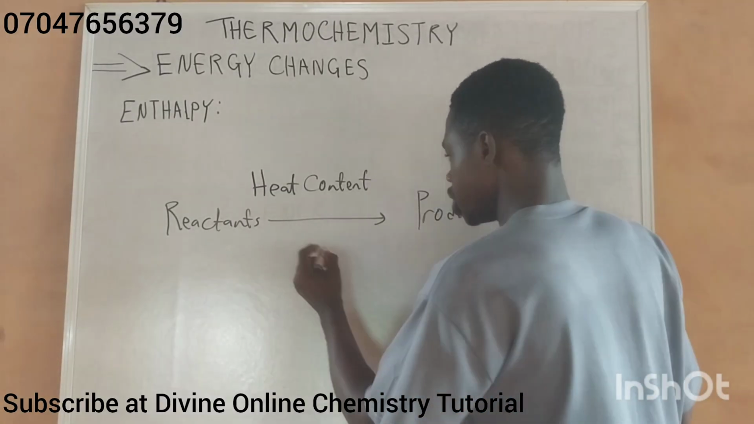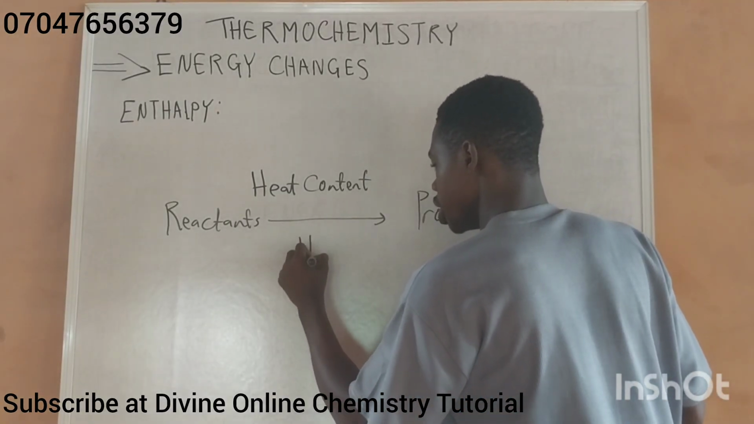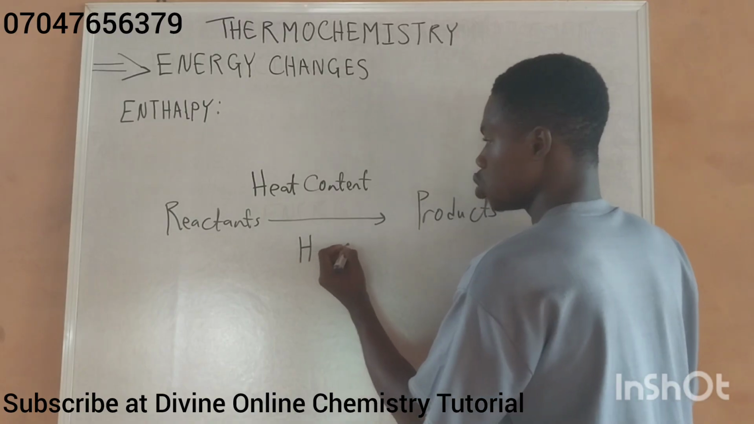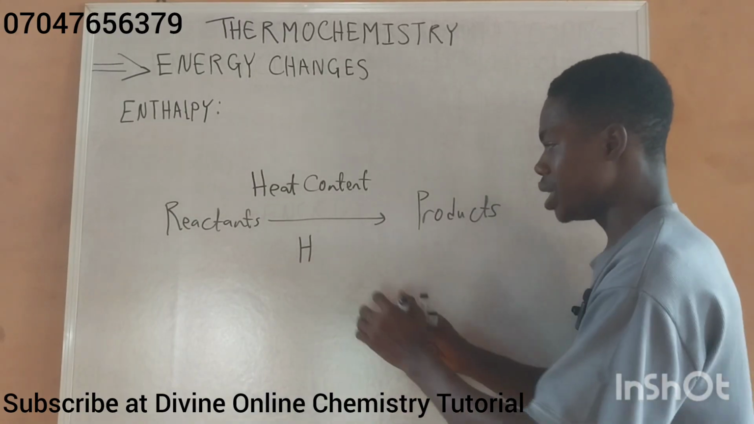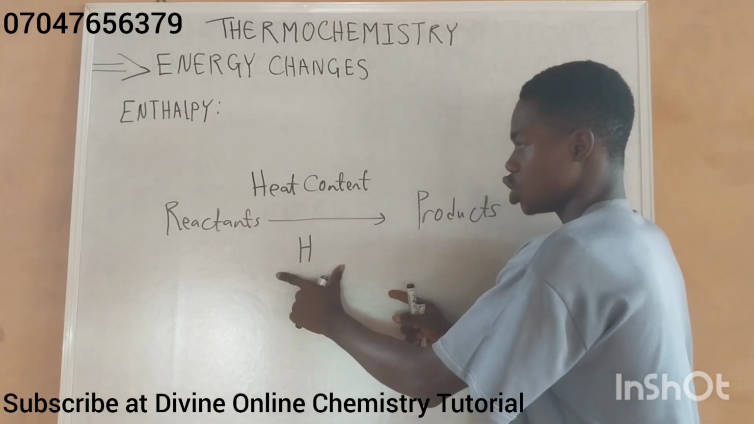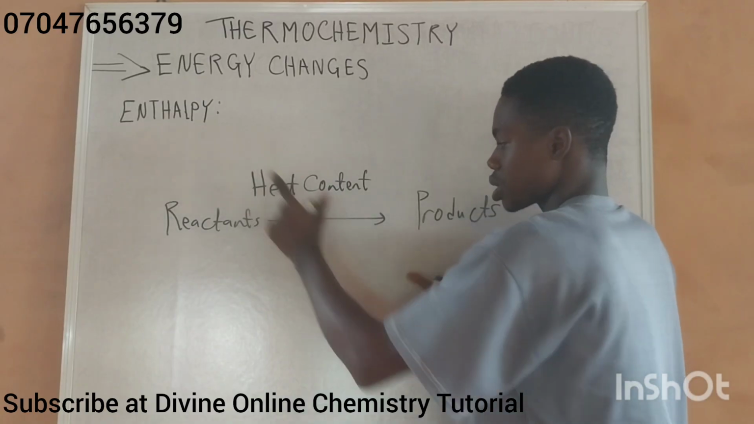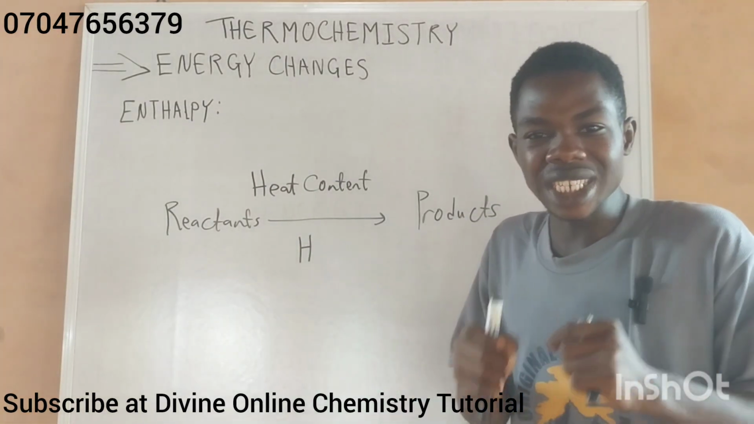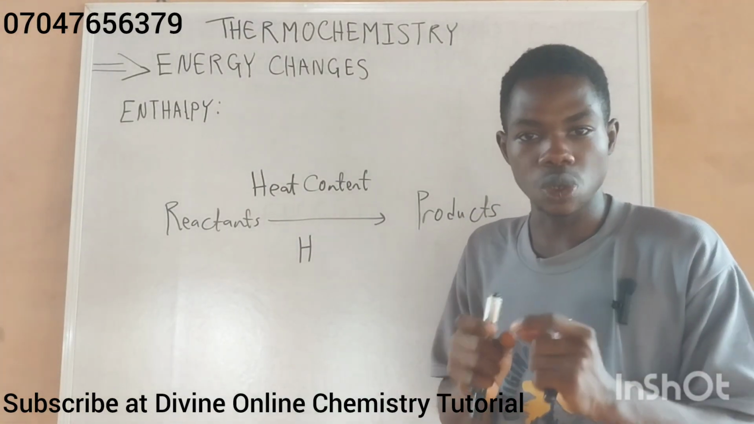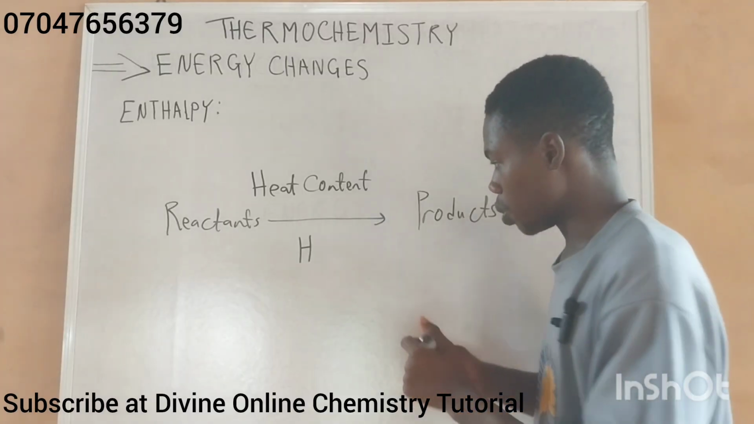Now please take note that H, the symbol H, is used to denote enthalpy. So please take note of this symbol. This symbol H is used to denote enthalpy.